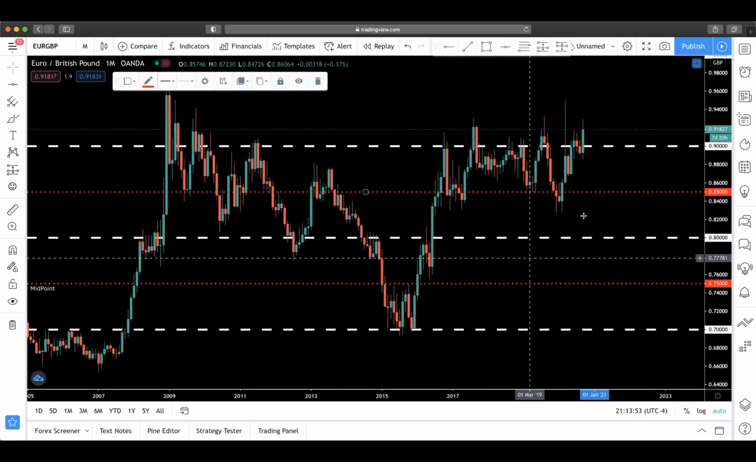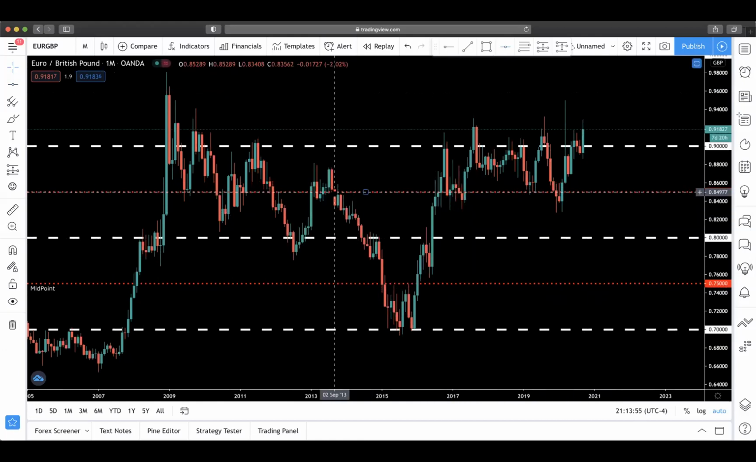85. Boom. Again, guys, pay attention to how price is reacting to these price levels. Like, I can't make this up. It's just pretty cool.